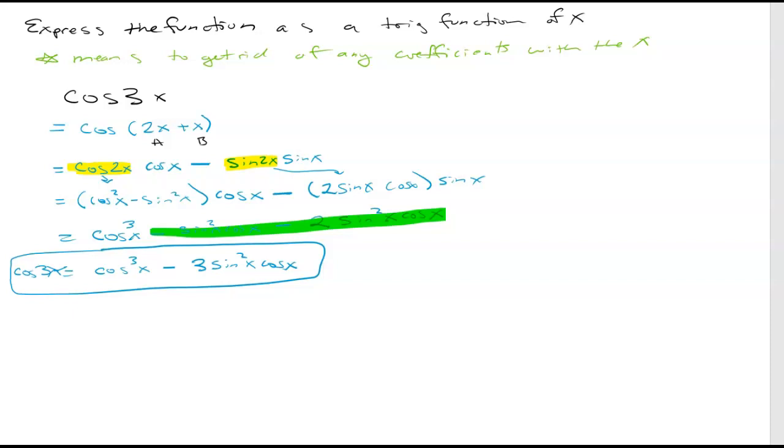Okay, but again, I don't care if I have a coefficient. I don't care about this coefficient, this one right here, right? Because it's on the outside of my trig. What I care about is if it's right next to my x. I got to get rid of it. And again, I don't care if there's an exponent. And so that's what it means to express the function as a trig function of x. It means to get rid of any coefficients.